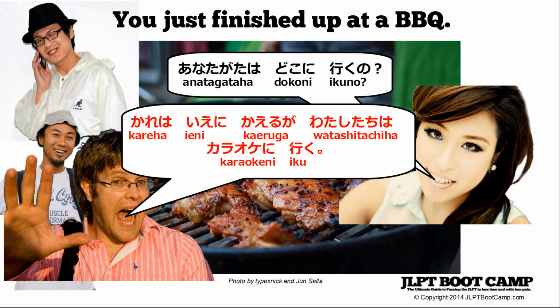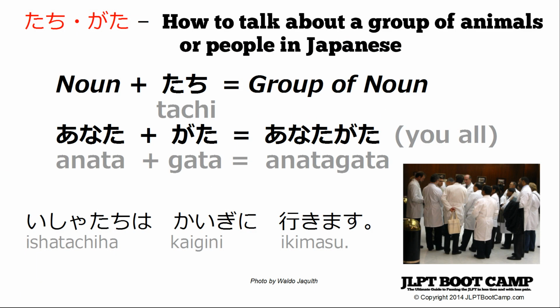So these two things, tachi and gata, are ways that you can talk about groups of animals or people in Japanese. Usually you would add tachi to a noun. Noun plus tachi, group of noun. This is for any type of person. For example, this example down at the bottom, "Isha tachi wa kaigi ni ikimasu." So the doctors are going to the meeting.